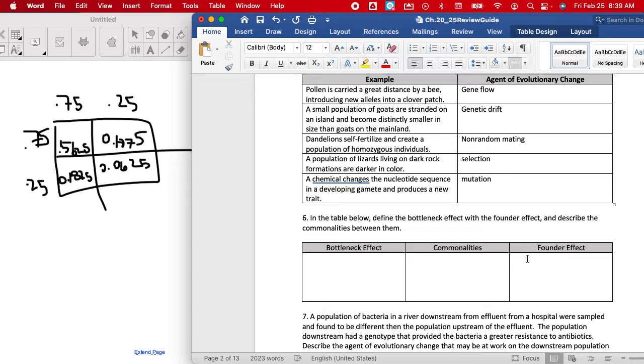Genetic drift is a type of geographical isolation. But we are looking for the agent of evolutionary change.